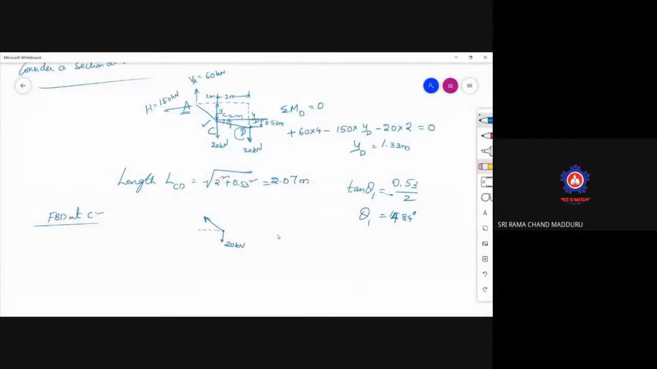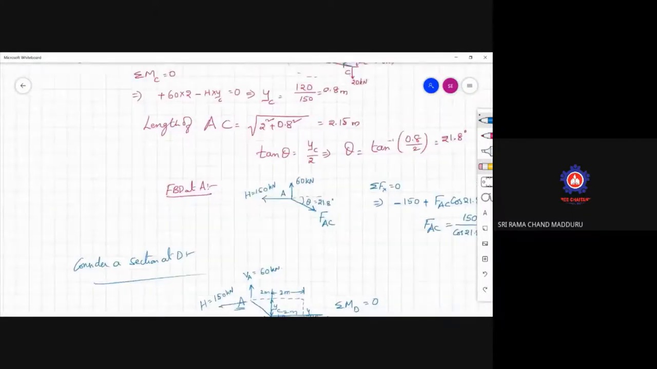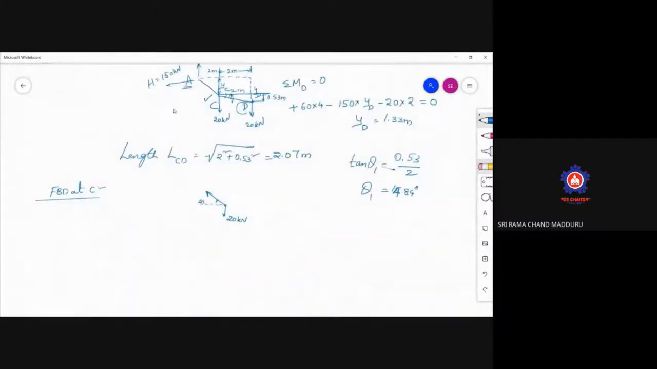So theta 1 is 14.84 degrees. Now I want the free body diagram here. So for this, this is making an angle of, what is this angle? 21.8 degrees, which is the force in AC, FAC. And this is 14.84 degrees, FCD.